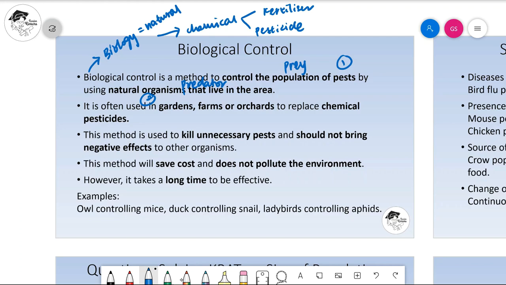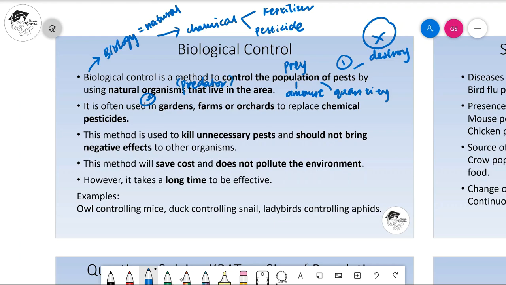So what this means is, biological control is a method for the farmer, number one, and the owner of this kelapa sawit land, this palm oil land, number two, to control the population, meaning the quantity or the amount, of the pest. What is a pest? Pest means perosak, a creature that destroys your products, your crops, your palm oil. So pest is a bad thing. We don't want this. We want to destroy this pest. So how do we destroy this pest? We use these natural organisms that live in the area.